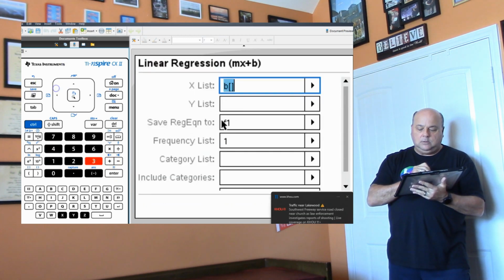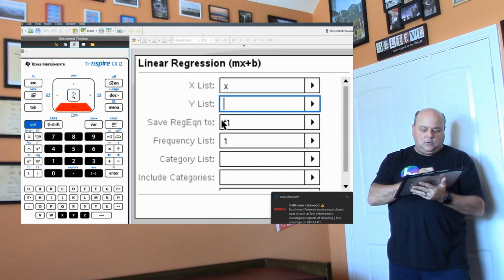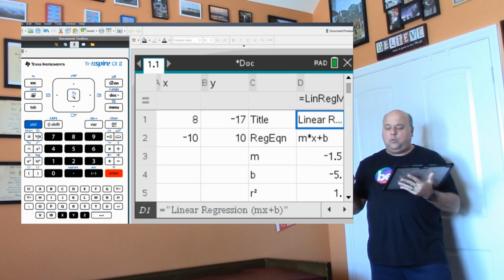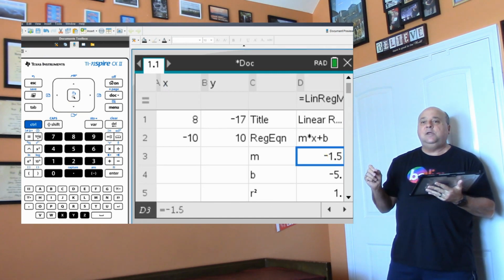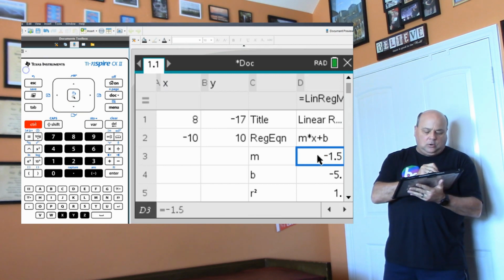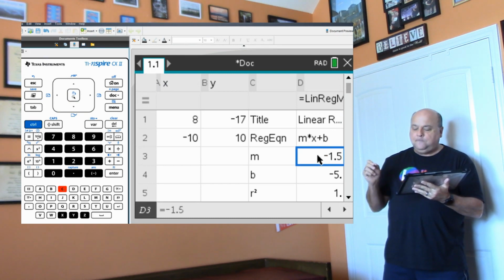Then X down, Y down, enter. And bam, I get it. Negative 1.5 and negative 5. So I'm going to hit Control C to copy.